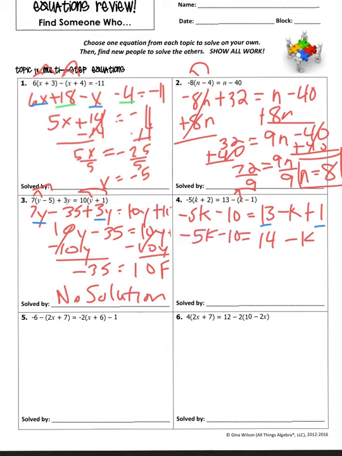Okay, let's get the variable on one side. I'm going to add 5k to both sides. That will give me 4k. 14 plus 4k equals negative 10.